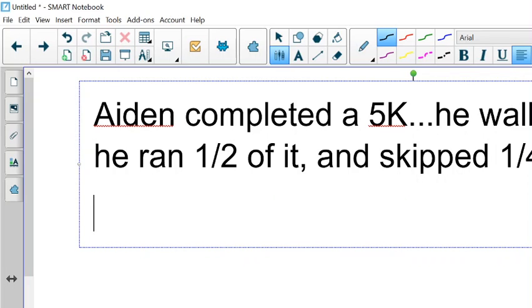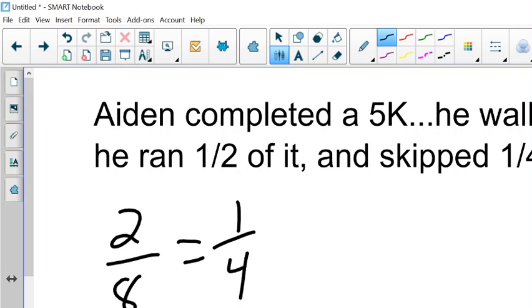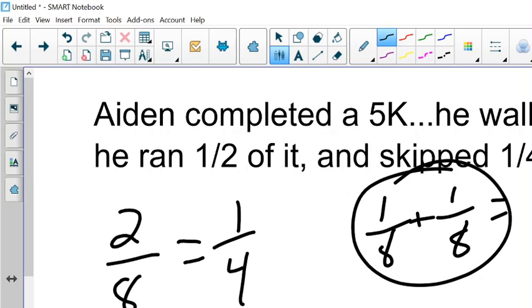So look at you, Aiden. You're so enthusiastic about it. So now let's figure this out. Wait a minute. So 5K or 5 kilometers. He walked 2/8 of it. 2/8, something I know about math. 2/8, that's actually the same as 1/4, right? 2 sets of 1/8. I know that that is 1/4.